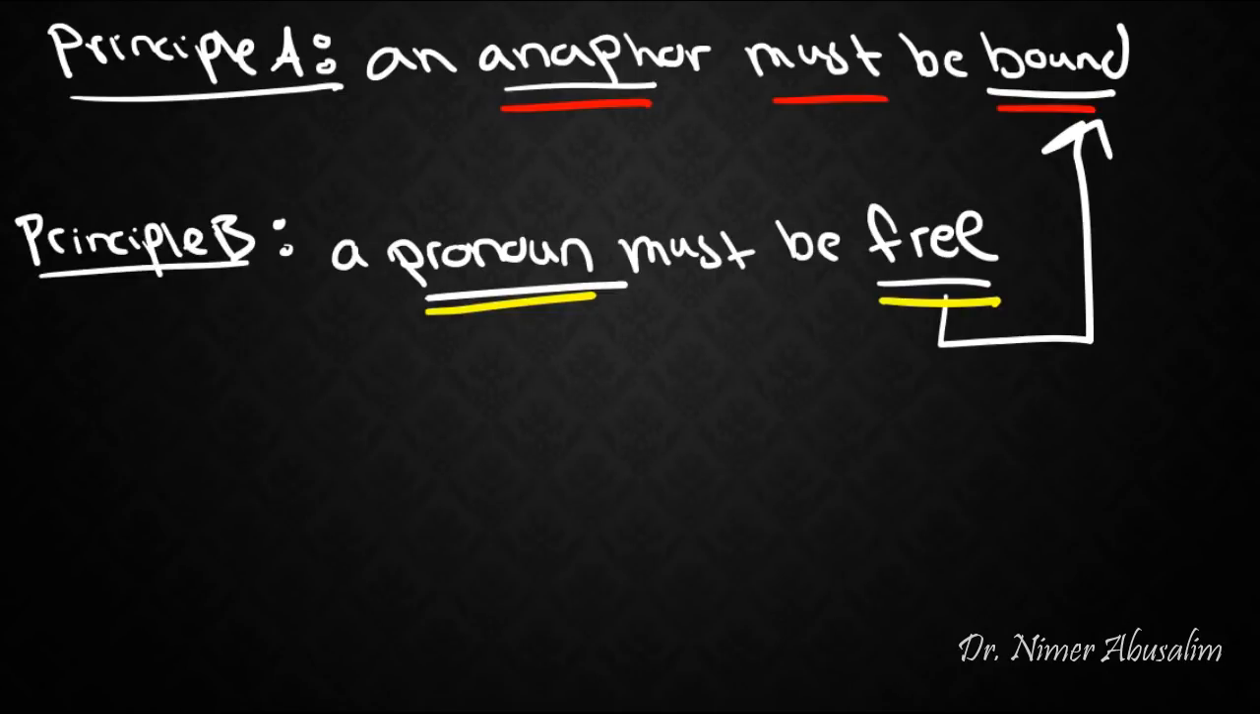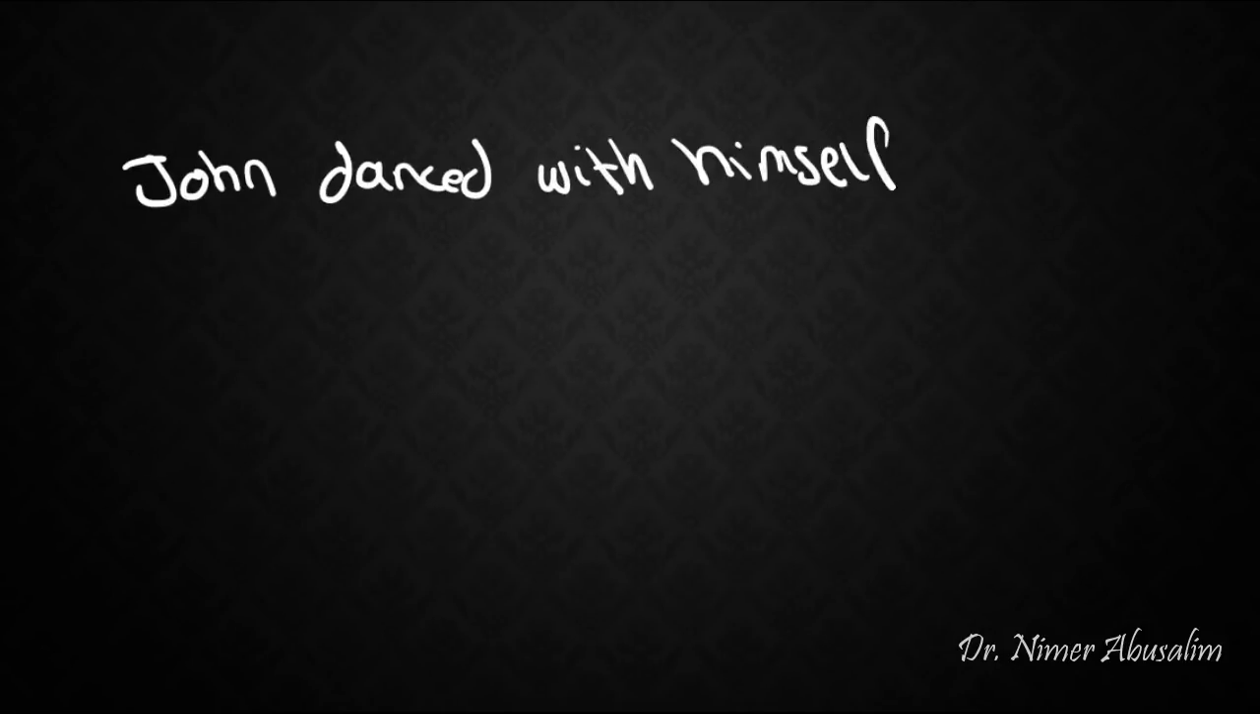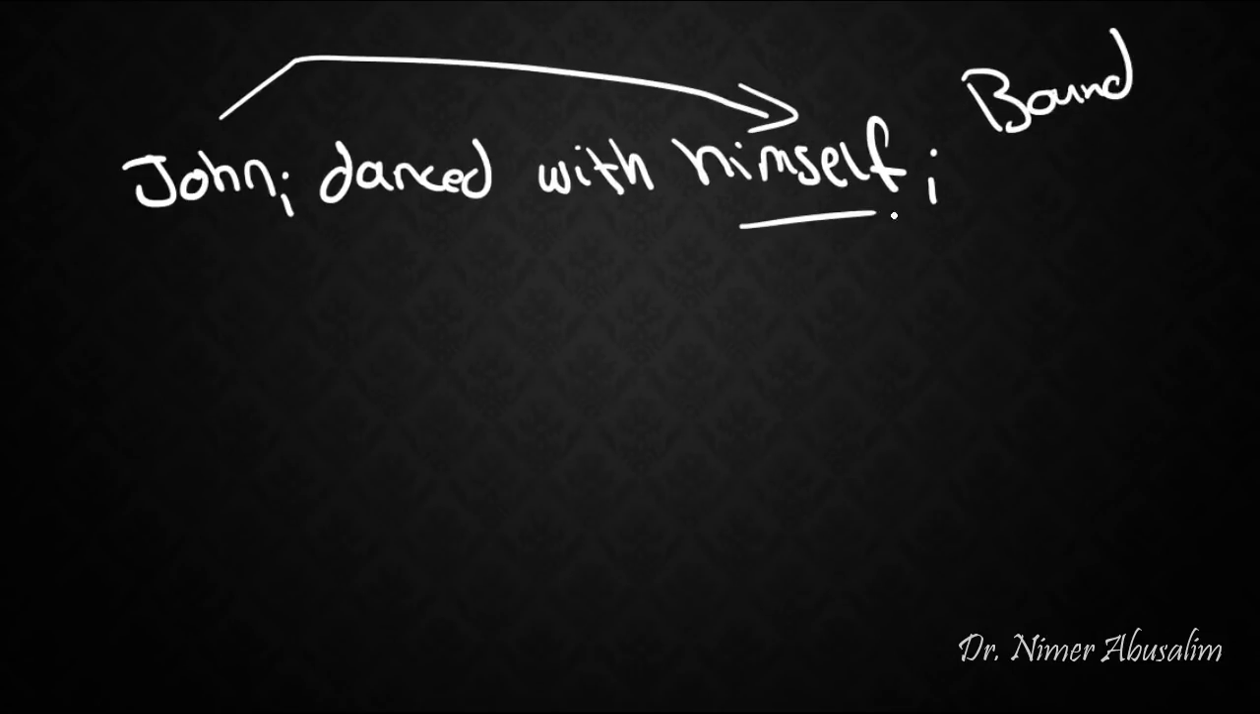Or are they? Let's look at some cases where principle A and principle B might need to be defined a little bit more precisely. Let's start off with principle A. John danced with himself. If you recall, principle A suggests that himself, or an anaphor, must be bound. Well, we can easily co-index John with himself, and John clearly c-commands himself. Therefore, the anaphor is bound, and therefore the sentence is grammatical.